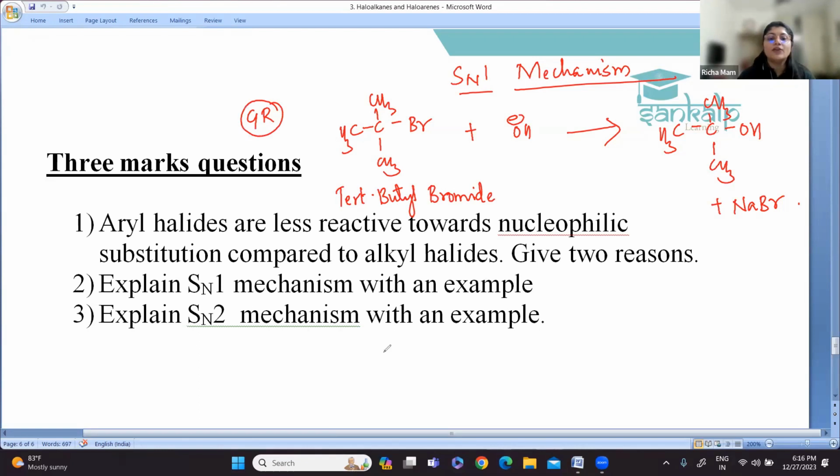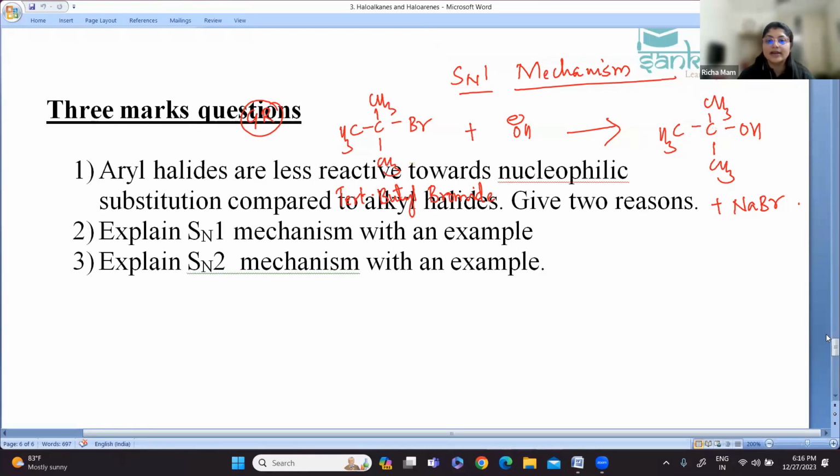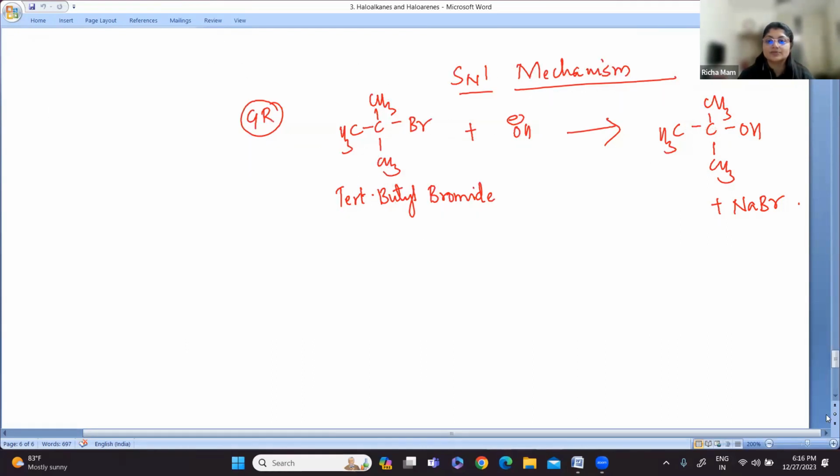Then you have to write. You know that SN1 reaction proceeds with a 2-step mechanism. So what are the 2 steps? I'll write the 2 steps here now. Step 1 is what? Formation of carbocation.